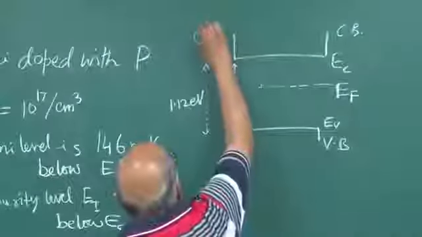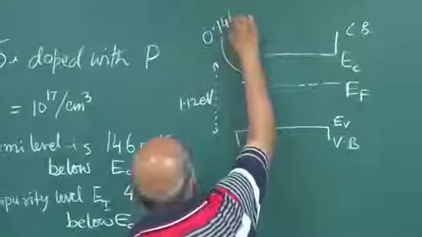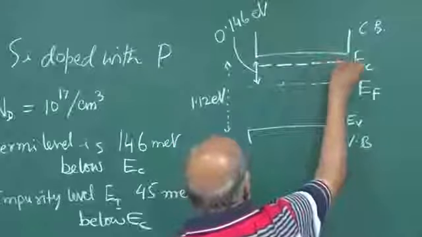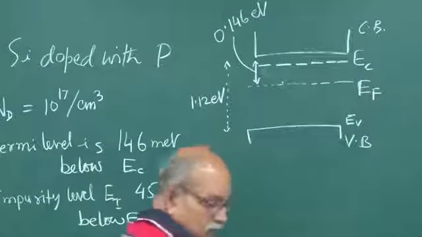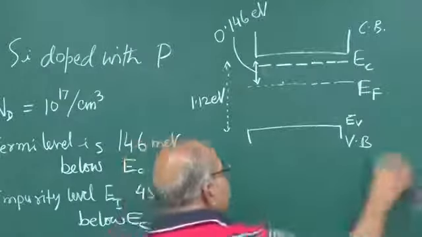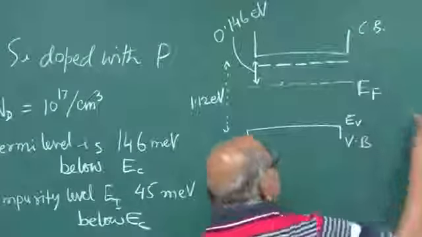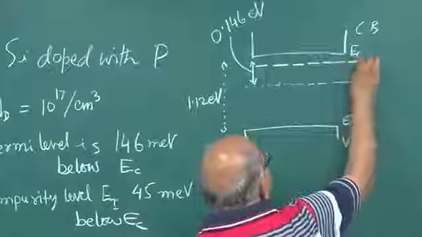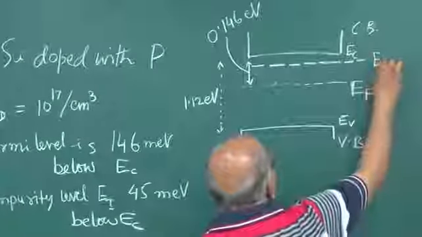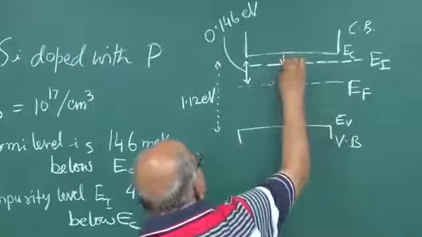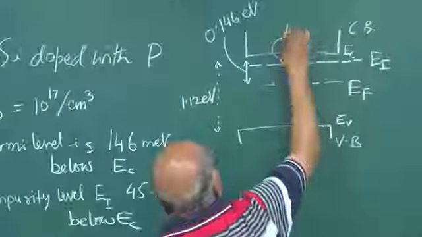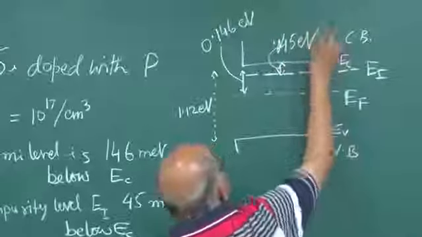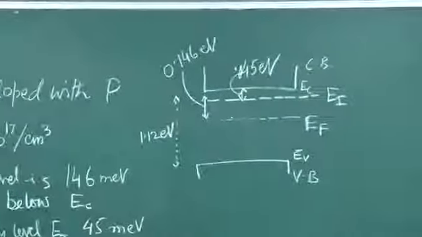This is 0.146 eV, and then the impurity levels are formed somewhere here. So okay, it's a lot of space problem. So this is EC, and then this is EI, the impurity level, and this separation is 45 meV, so 0.045 eV. So these are the data given.